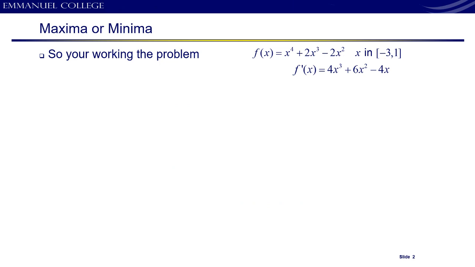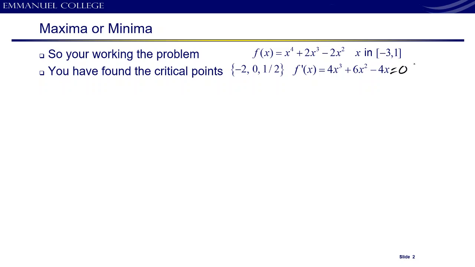So we've already talked about maximums and minimums. Let's say you've got this function, x to the fourth plus 2x cubed minus 2x squared. The interval is negative 3 to 1. I've already got the derivative, which would just be from the power rule. You could find the critical points by setting the derivative equal to 0, and then you'd be able to factor out a 2x and then factor the remaining binomial.